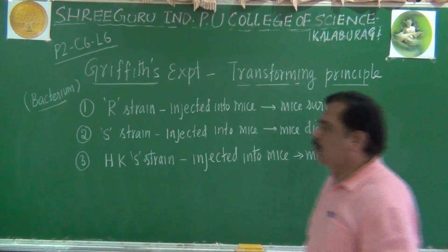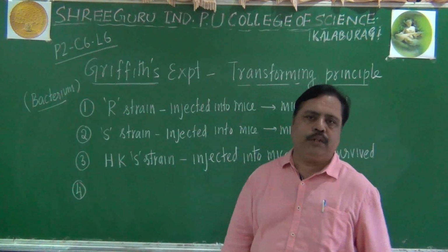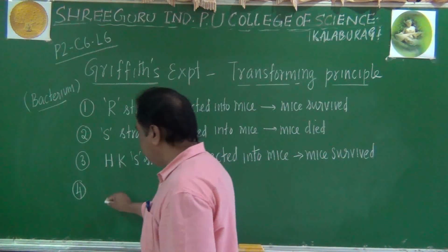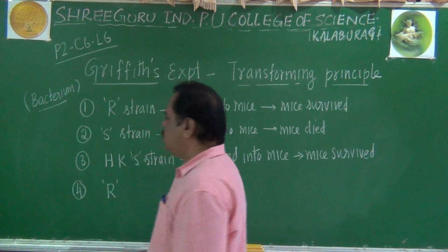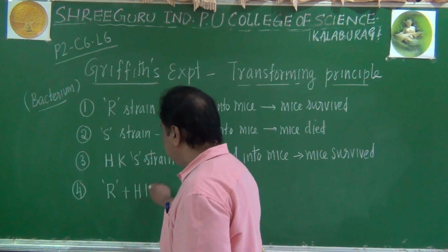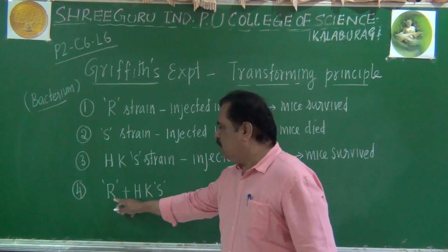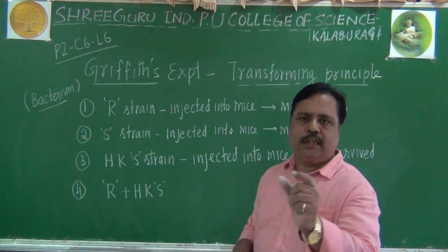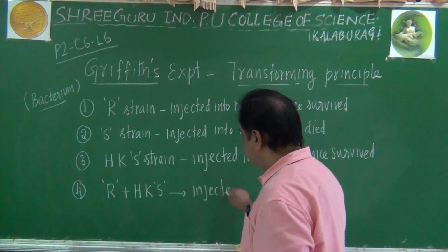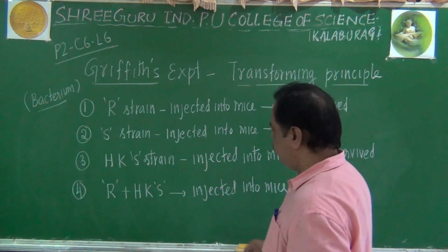Let us come to the fourth and very important experiment, a conclusive experiment we are going to study here. In the next set of experiments, Griffith took some R strain, the rough strain, and joined it with heat killed S strain also. He mixed this R strain and HKS, that means heat killed S strain, in the medium. This mixture was injected into the mice this time. Try to get this point.